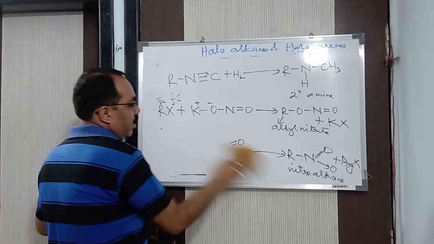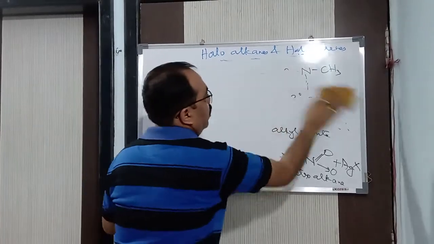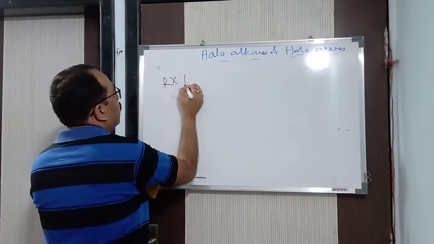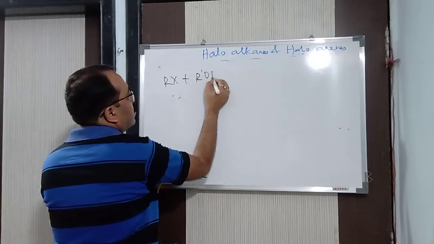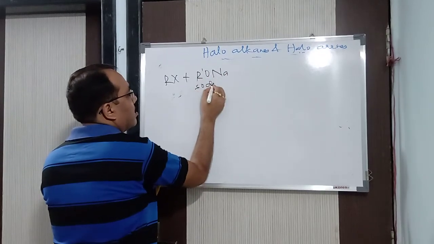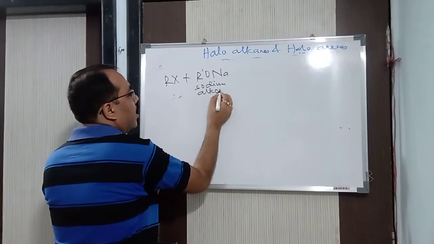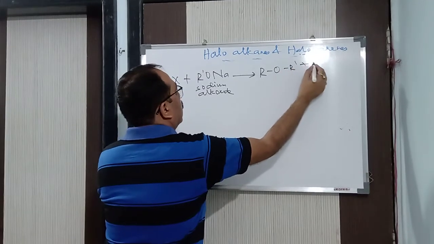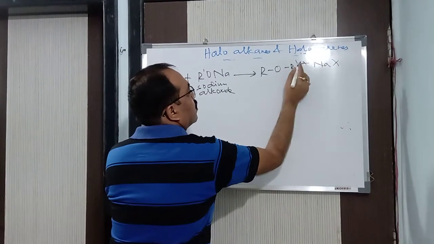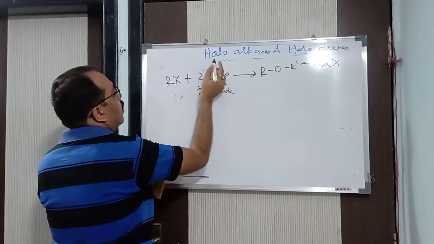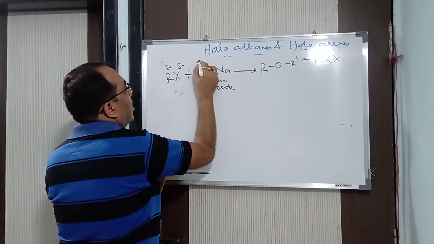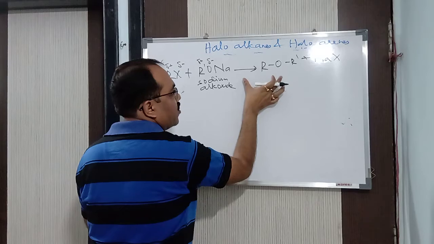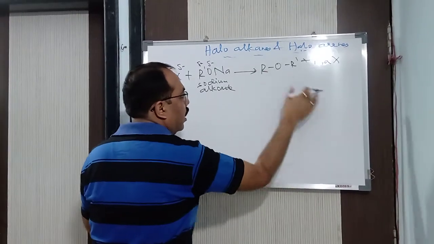Next, the reaction of RX with R dash ONa, sodium alkoxide. I get ROR dash plus NaX. R dash is positive and this is negative. ROR dash is an ether, and this reaction is known as Williamson synthesis. You will study it in the ether chapter.